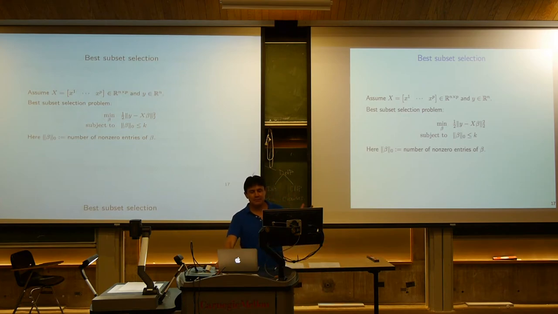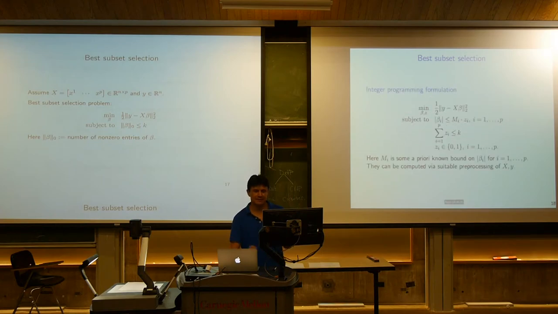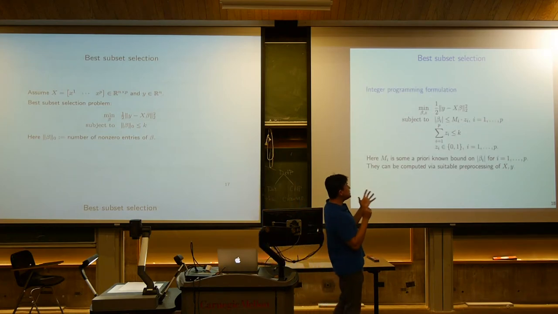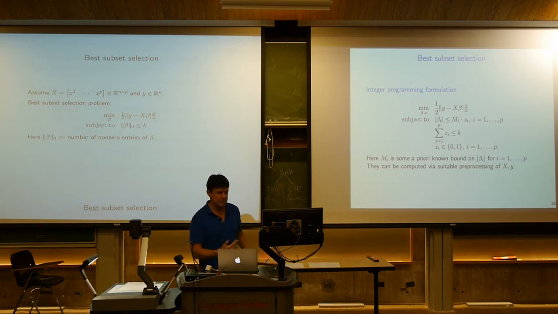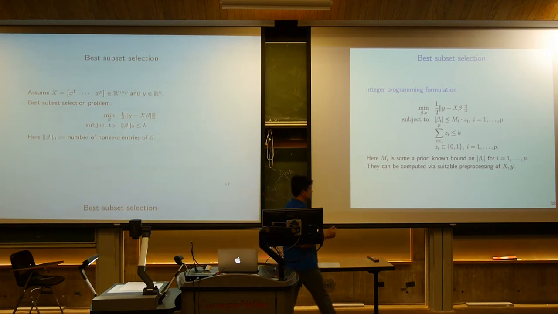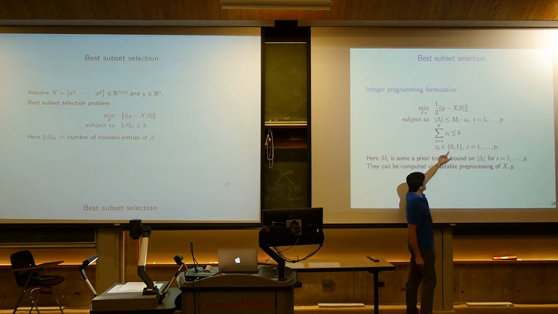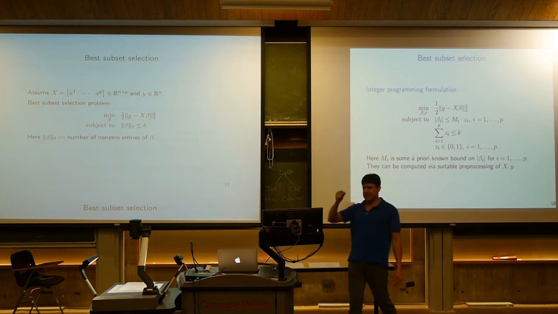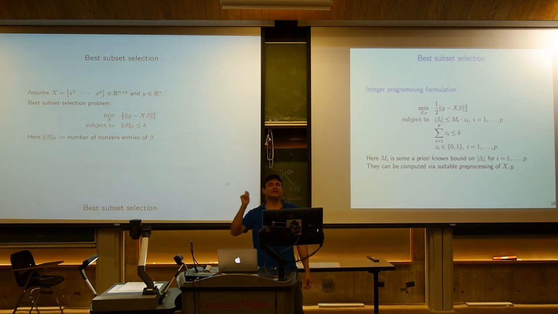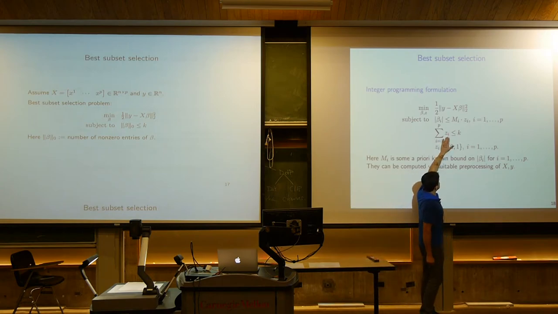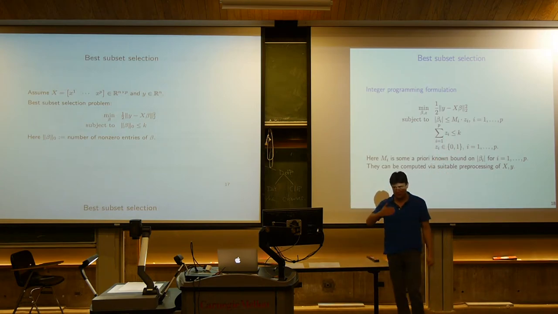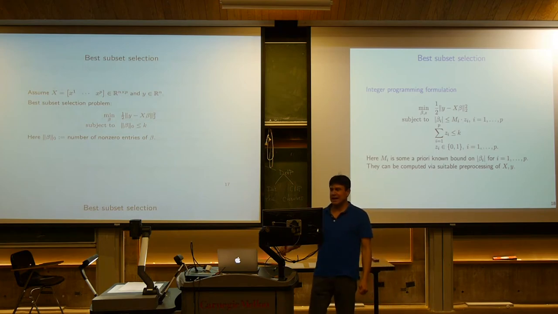It turns out that we can give an exact formulation to this problem, and we discussed this last time. Let me flash this again. This is an exact integer programming formulation. The key to get the integer programming formulation is to introduce new binary variables, z. So z_i is a binary variable that will indicate if the ith component will be included in the model. So we want the sum of those z_i's to be bounded by k, because we only want to include up to k predictors.